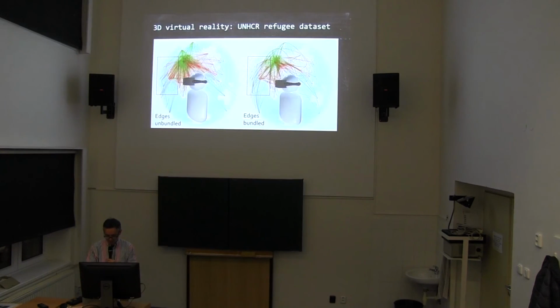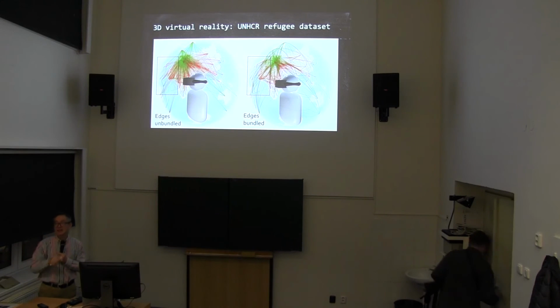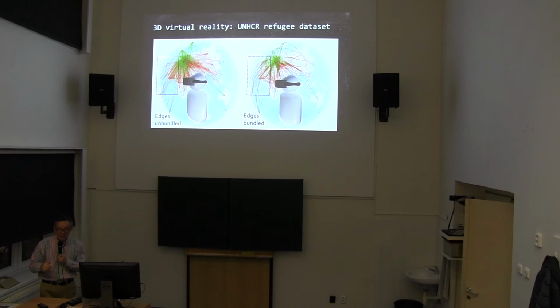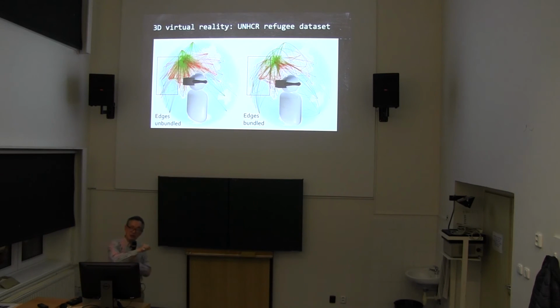So let me switch to the next application, which is in virtual reality. And in the 3D space, we also have this data, but this is a refugee data set. Refugee means moving from one place in the world to another, and then there is a link. And in visualization, when you have a directed link, you cannot use arrows. If you use arrows, there are a lot of arrows on one end, and you can't tell the difference.